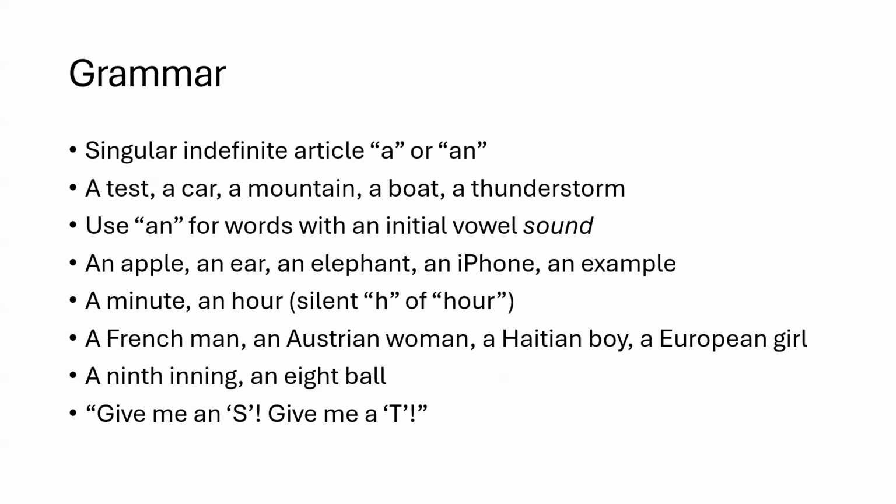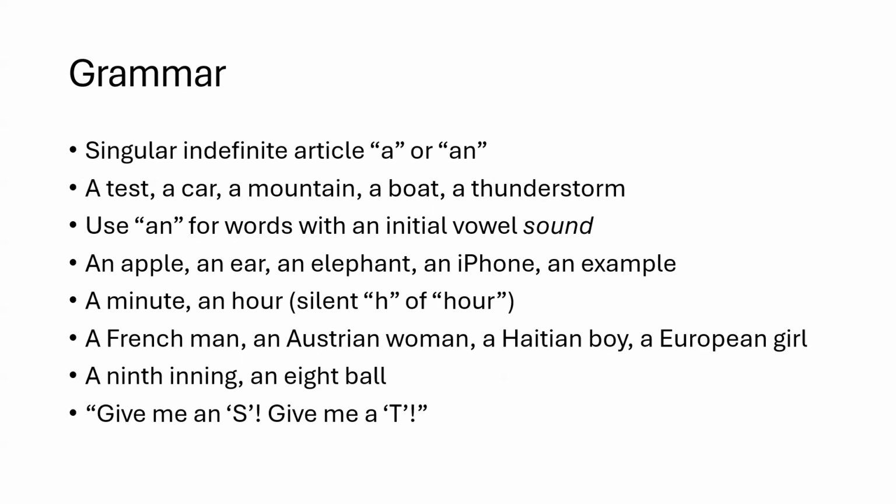English also has only one indefinite article, which has two forms. So we use either a or an. Sorry, my tongue got twisted. So it's a or an depending upon the sound of the next syllable. So it's not based upon the spelling. It's not based upon the letter. It's based upon the sound. So for example, a test, a car, a mountain, a boat, a thunderstorm.